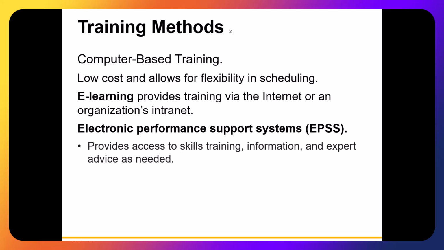Training methods: computer-based training, low cost and allows for flexibility in scheduling. E-learning provides training via the internet or on the organization's intranet. Electronic performance support systems provide access to skills, training, information, and expert advice as needed. When you look at this computer-based training, it is very good for one reason.